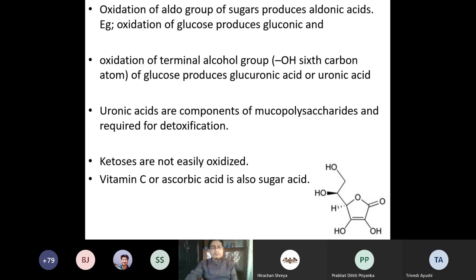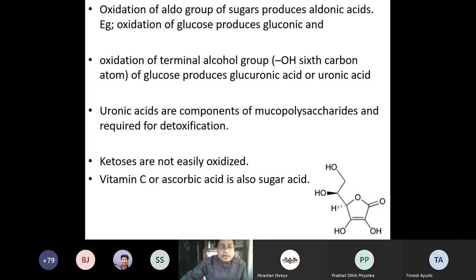These uronic acids are the components of mucopolysaccharides. They are polysaccharides and are also required for detoxification. Just like we will see in bilirubin metabolism, bilirubin has to be conjugated in our body, and in the process of conjugation, these uronic acids are useful. Ketones are not as easily oxidized as aldoses.